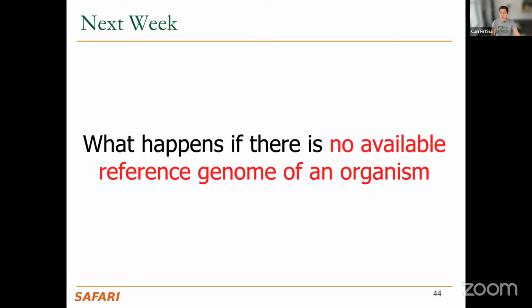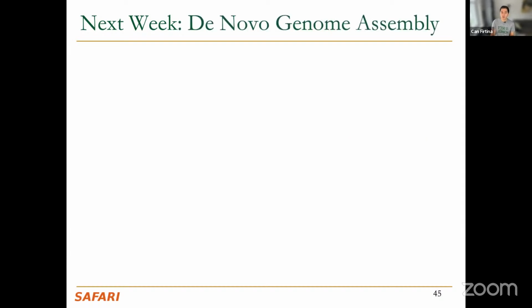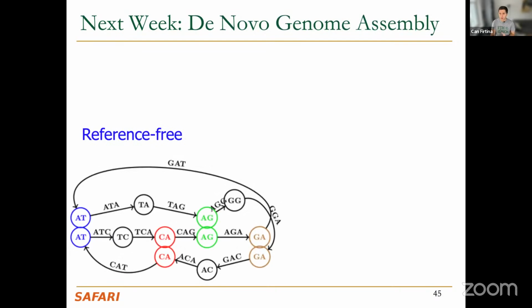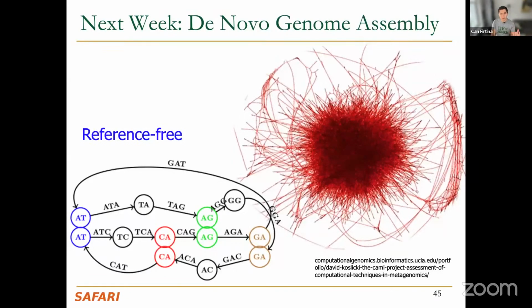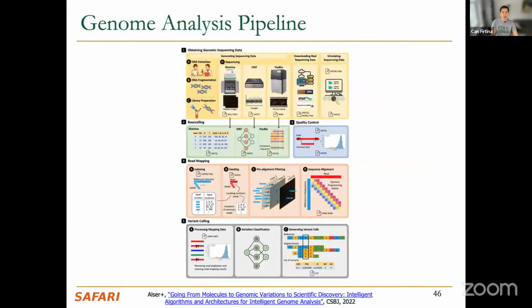So with that, this is the end of the lecture, and let me give you some teasers for next week. Next week, we're going to go into the details of de novo assembly construction. We're going to answer the question: what happens if there is no available reference genome of an organism? If you remember, I showed you that if there's no reference genome, we can still find overlaps to construct the assembly of the genome of an individual. And this is what de novo genome assembly is doing. It's building some sort of graph, and then from that graph, it's trying to identify the genome itself. So we're going to cover these steps.